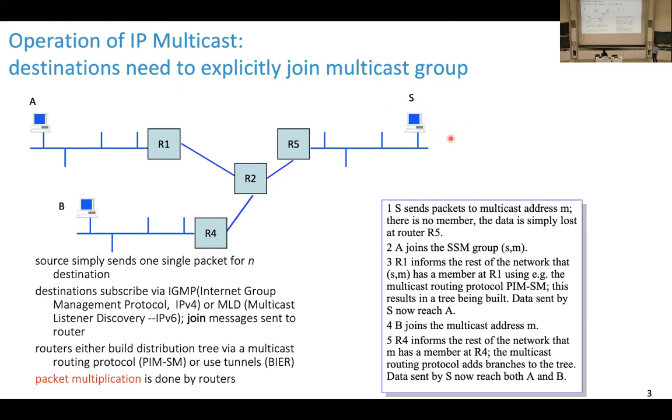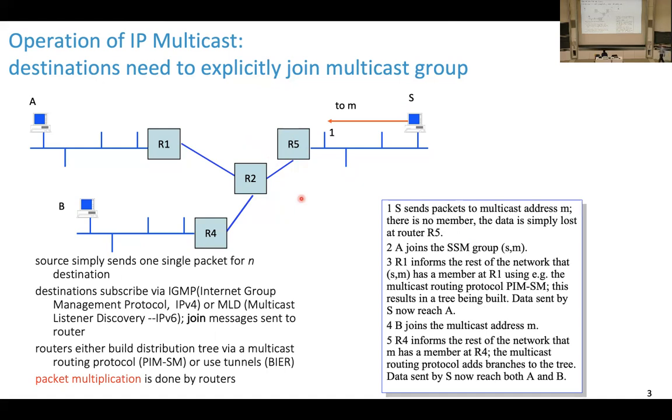So S will create a UDP socket and send the packet to R5, to the multicast address. As nobody has subscribed to this group, unfortunately, when the router R5 sees the packet, it will discard it because nobody is listening on the group. So it's not very interesting, but R5 will discard the packet.